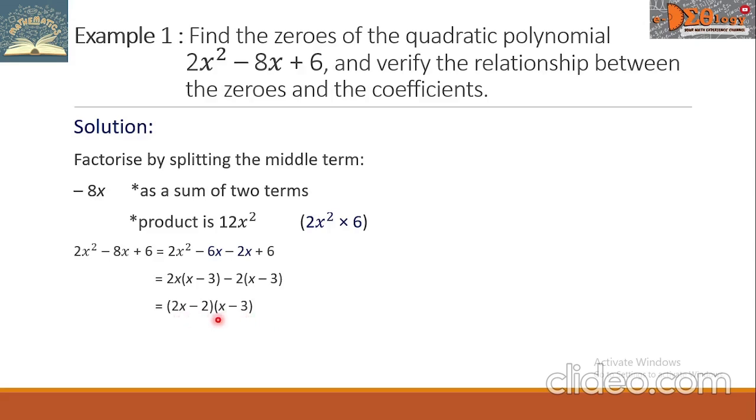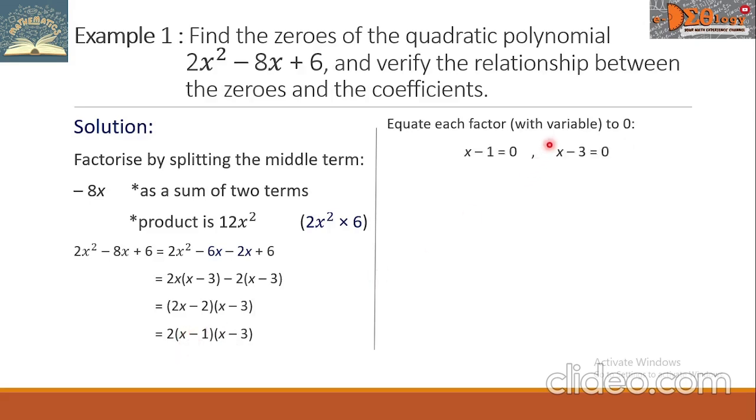In our first factor here, a number 2 is common again. We can factor it out into 2 times x minus 1. Then we copy this x minus 3. Let us equate each factor with a variable to 0. So we have x minus 1 equals 0, x minus 3 equals 0. When we solve for x, in the first equation, x is equal to 1. In the second equation, x equals 3. These are the zeros of our polynomial, or we say these are alpha and beta respectively.